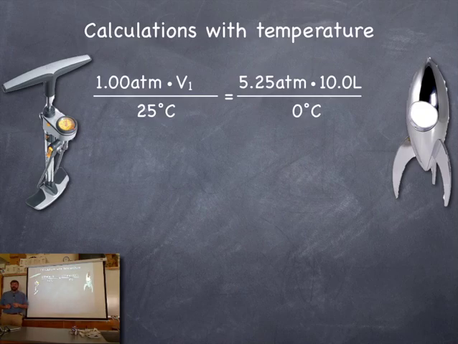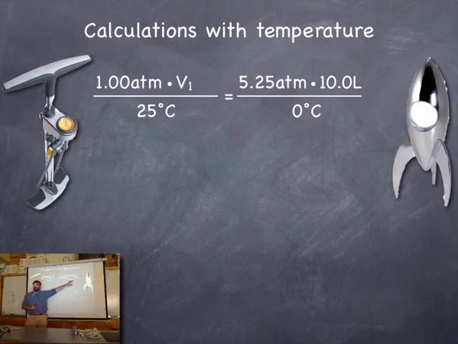So we need to convert 0 degrees Celsius into kelvins. How do we do it? Anybody know? What's the ratio? What's the conversion? 273. We're going to take 0 and add 273 to convert that to kelvins.